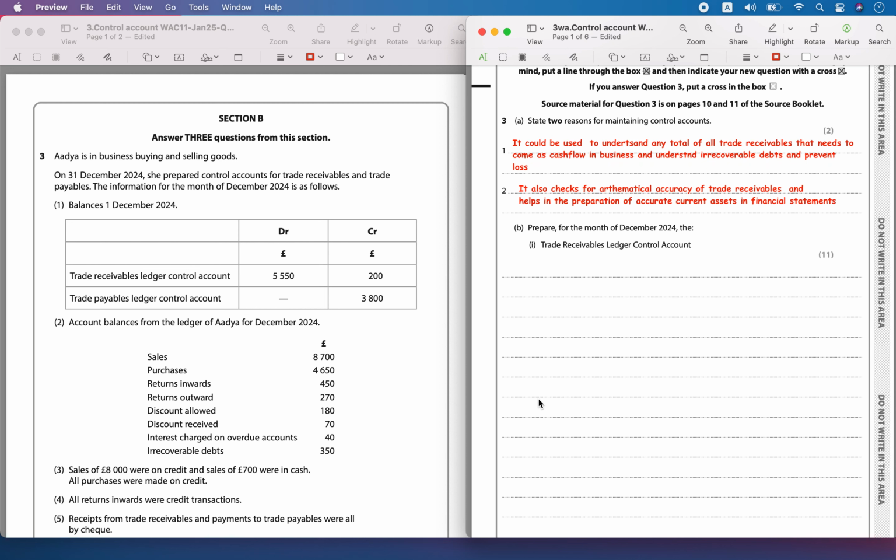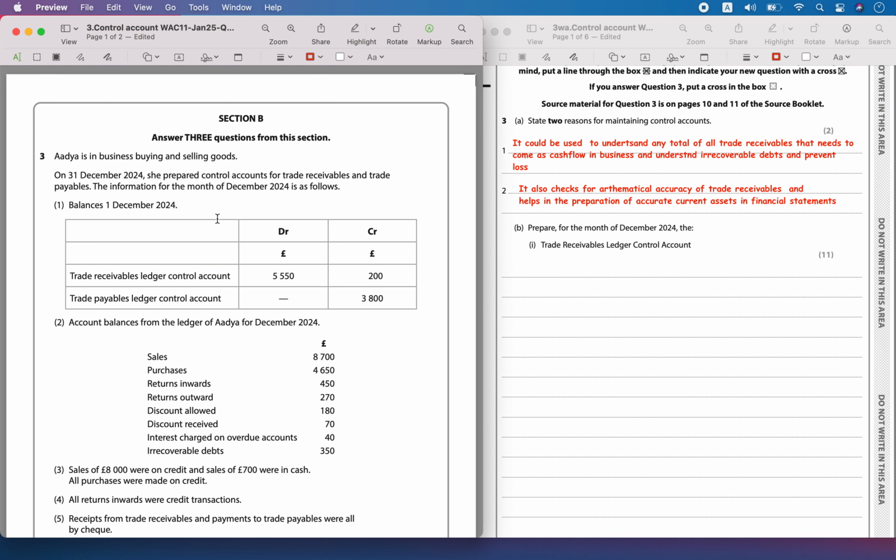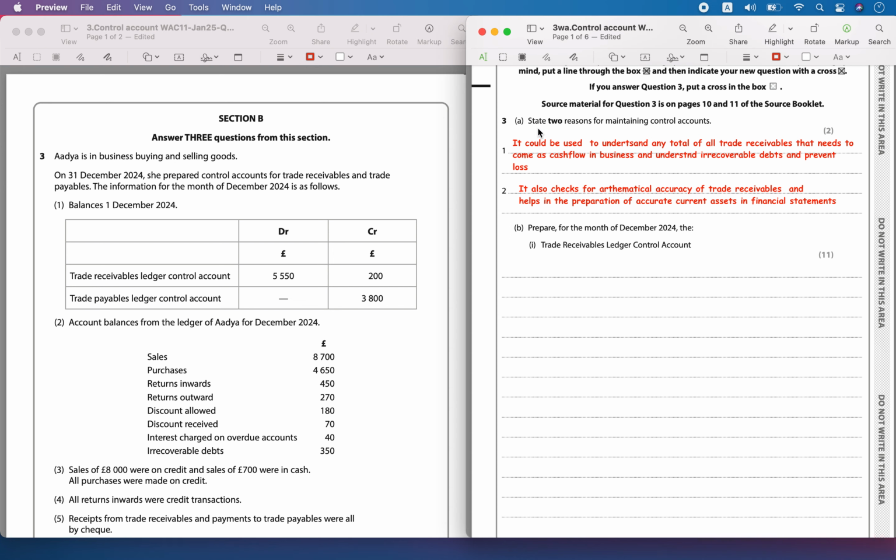Hello, today we are going to solve Jan 2025 paper question number 3. Aadya is in the business of buying and selling goods. On 31st December 2024, she prepared control accounts for trade receivables and trade payables. The information for the month of December 2024 is as follows. So some information is given. Let's try to answer the first part of the question, which is a theory.